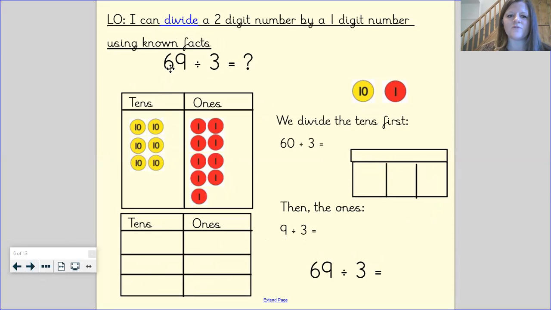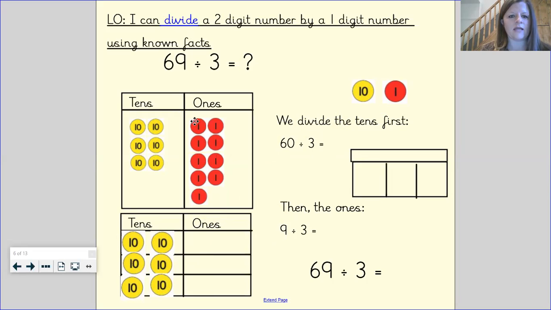So I've got 60 that I need to divide into 3 sections. I'm going to divide the tens first. So I've got 1 ten, 2 tens, 3 tens, and then 4 tens, 5 tens, 6 tens. So my 60 has already been split up into my 3 sections. I've divided 60 into 3. So 60 divided by 3, you can clearly see, is 20.